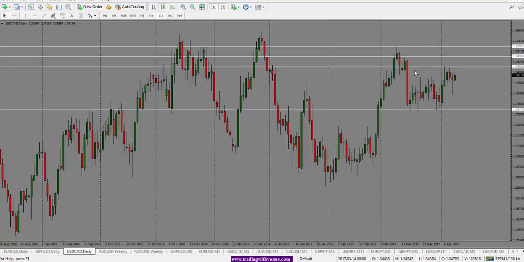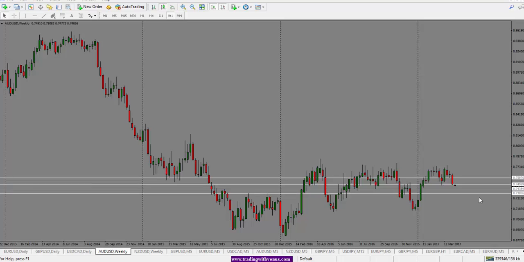However, we are still in this range, and we are looking for a test of the high here, 134.50 level. If the price manages to break through, the next target would be 135.00, but this is an important support and resistance area. And we also have interest rate statement from Bank of Canada, so that would be a big influence on dollar CAD, so watch this carefully.